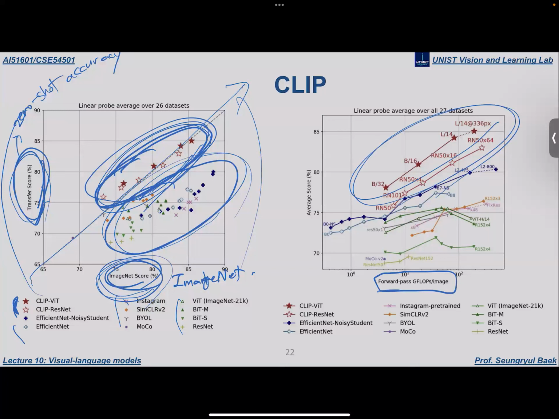And this is the performance based on different architectures. So CLIP provides some slightly different architectures, and they have some trade-off between speed and accuracy. So yeah, this is the graph for that.